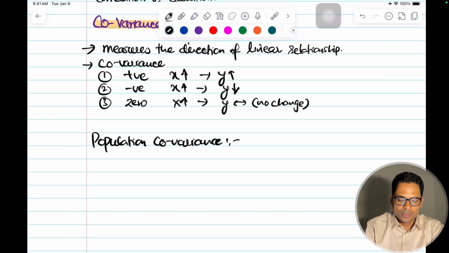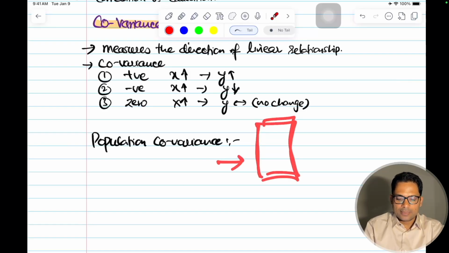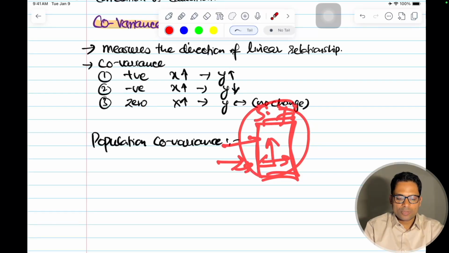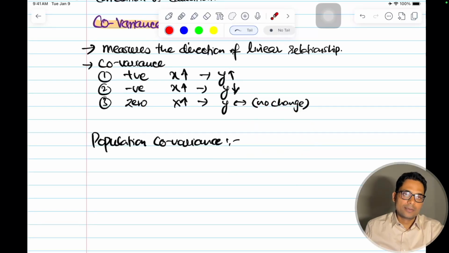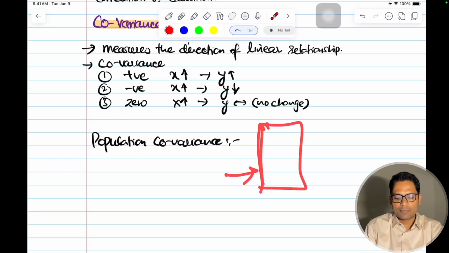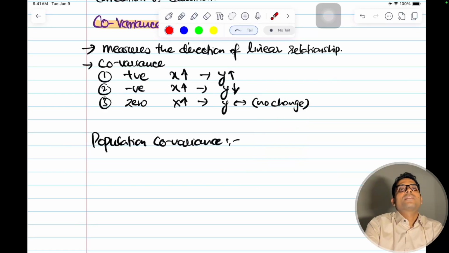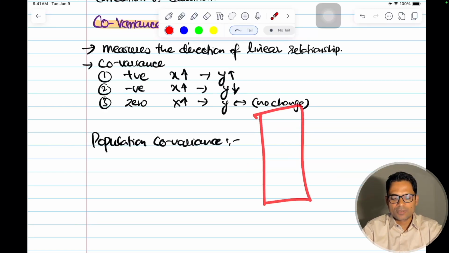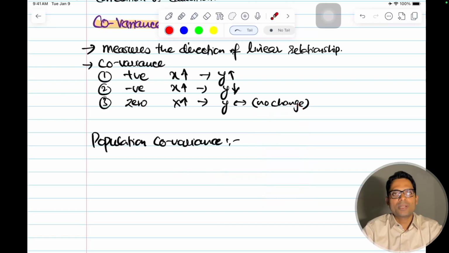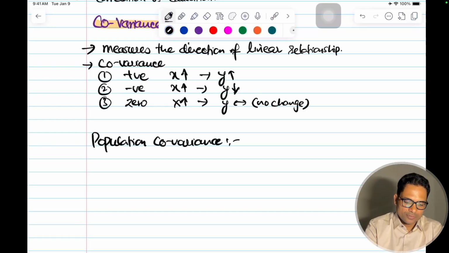For example, if I'm saying that the average height of a city is 5 feet 7 inches, I'm talking about the population, but I will not go and take the height of each and every person, right? I take a sample and based on the sample I do the estimation, and because of the central limit theorem, if the number of samples is very large, the sample is a very good estimation of the mean. As the sample size increases, the sample mean will converge to the population mean. So we have population covariance first.